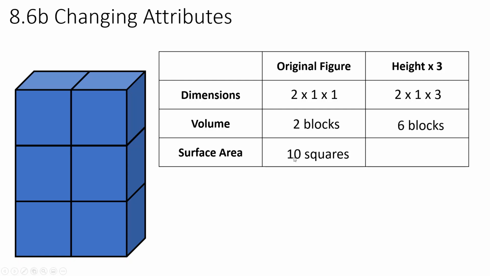Now the surface area is going to increase, but it's not going to become 30. It's going to increase though. The front side will triple, the side will triple, but that top side did not triple. So we're just going to say a total of 1, 2, 3, 4, 5, 6, 7, 8, 9, 10, 11, and then double that. So 22 squares is the surface area. We're going to move on.